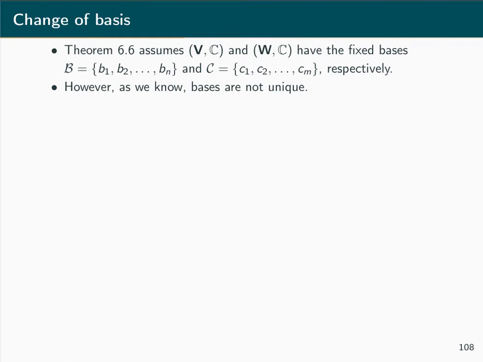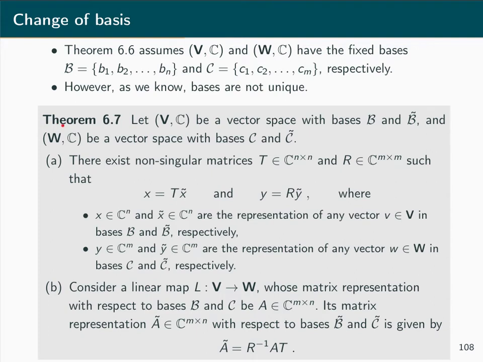Our next topic is the change of bases. Note that for theorem 6.6, we have assumed that the vector spaces V and W have fixed bases B and C. However, as we know, bases for vector spaces are not unique. Hence, in theorem 6.7, we consider the vector space V with two different bases, B and B tilde, and the vector space W also with two different bases, C and C tilde. The statements of the theorem are as follows.